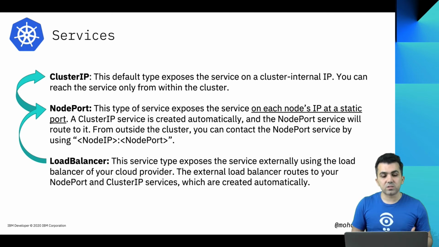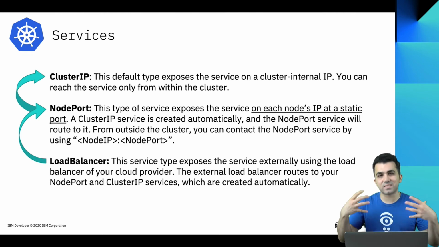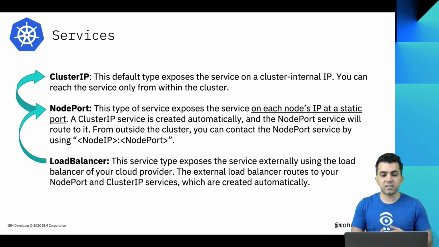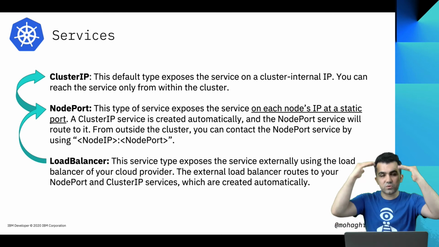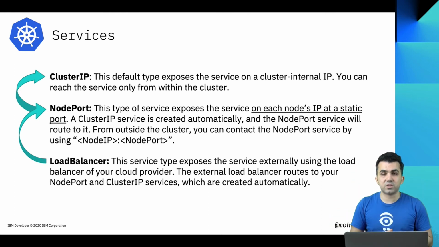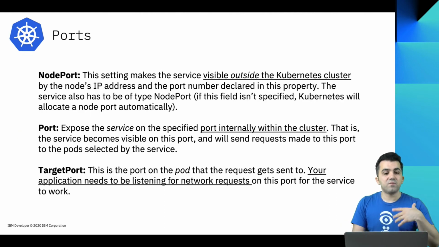The other type is a load balancer, and a load balancer exposes the service externally, and it needs a node port and a cluster IP. That's why the external load balancer routes to your node port and cluster IP service, and it goes one layer higher to expose your application, and it gives you an IP address to access your application from outside the cluster.